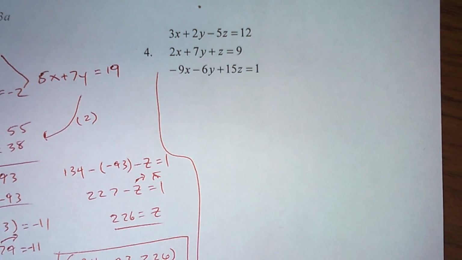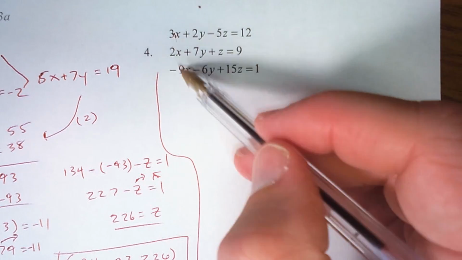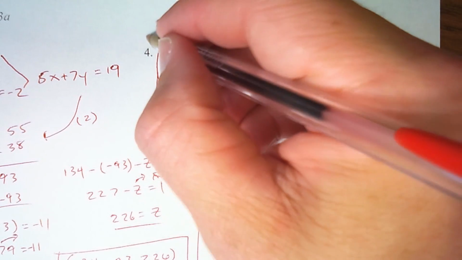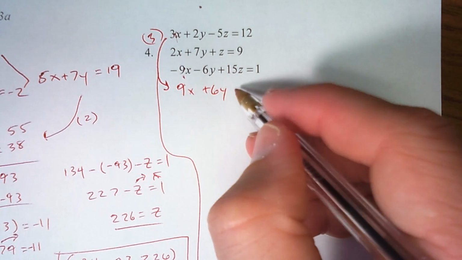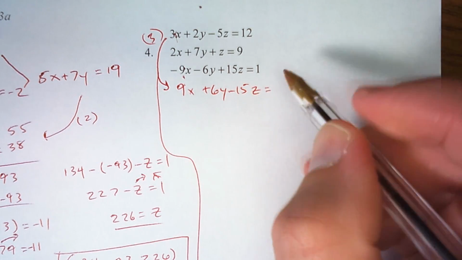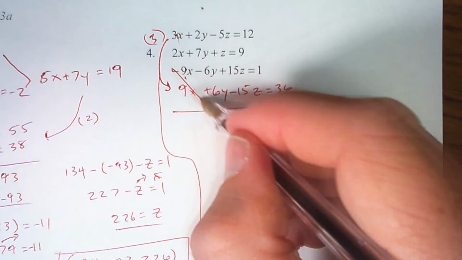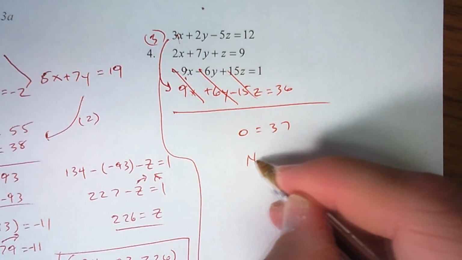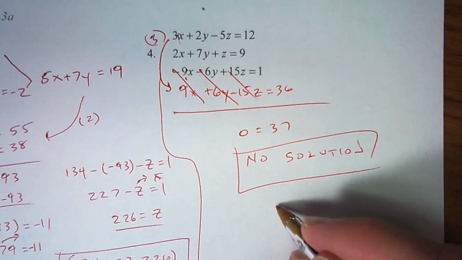Okay, and our last set of equations, I think it's going to be kind of easy to cancel out these x's. So I'm going to take this one and bring it down here and multiply by 3 along the way. So I get 9x plus 6y minus 15z equals 36. Cancel, cancel, cancel. I get 0 equals 37, and I know that's not true. There is no solution, which means these are parallel lines. They never intersect.